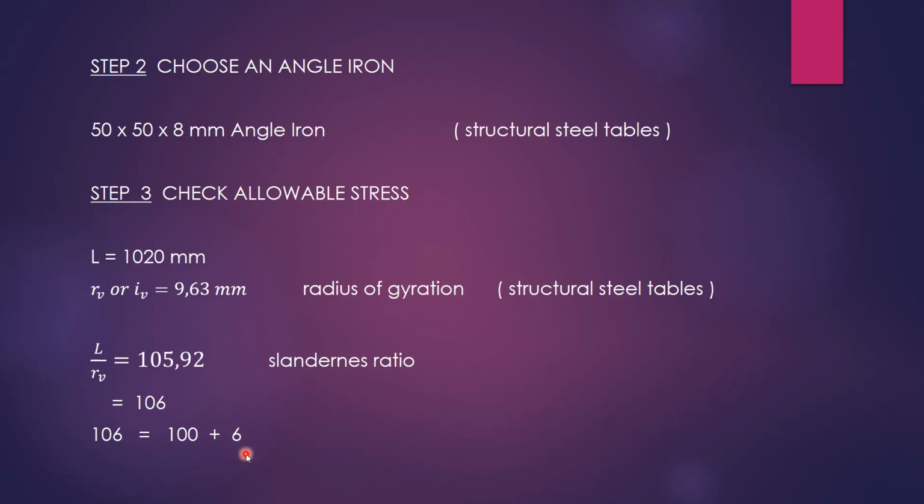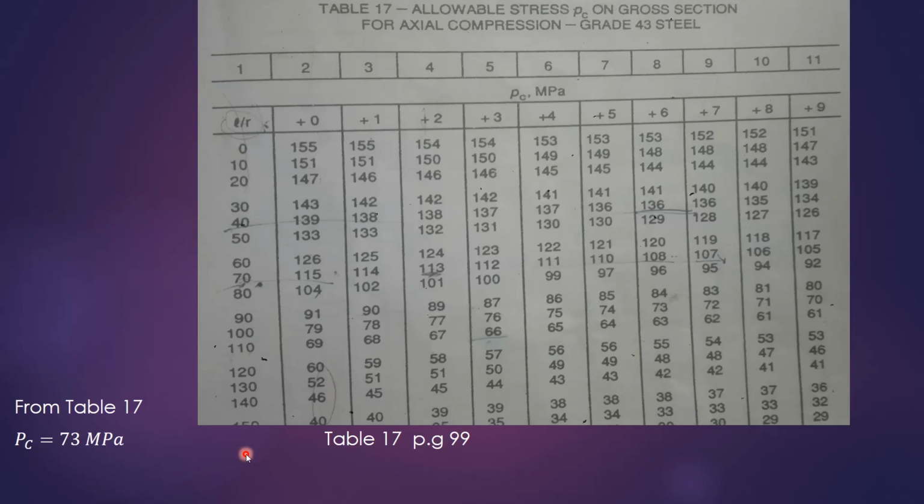I'll show you why you have to break it down. If you come to this table, you have to go to Table 17 after you have calculated the slenderness ratio. This Table 17 says allowable stress on gross section for axial compression. The grade is 43 steel. Now we don't have 106, which is why we broke it down. So this is the slenderness ratio.